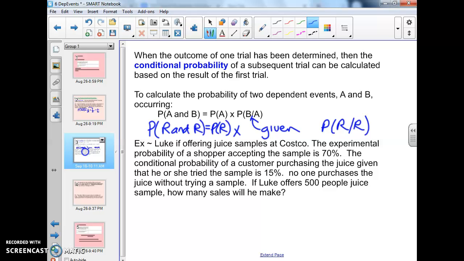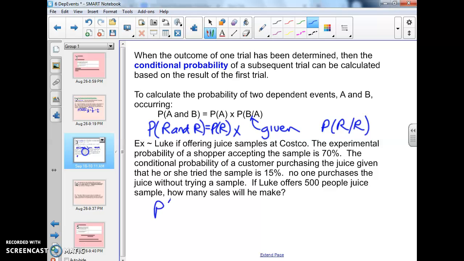Okay, this one, you don't necessarily need to use your conditional probabilities to solve it, but the idea is there. It says Luke is offering juice samples at Costco. The experimental probability of a shopper accepting the sample is 70%. The conditional probability of a customer purchasing the juice, given he or she has tried the sample, is 15%. No one purchased the juice without buying a sample. If Luke offers 500 people a sample, how many sales will he make?